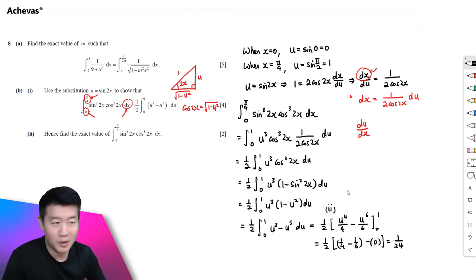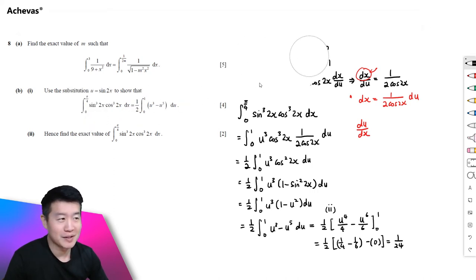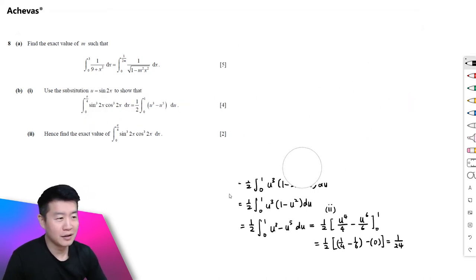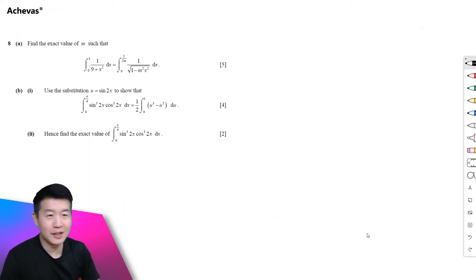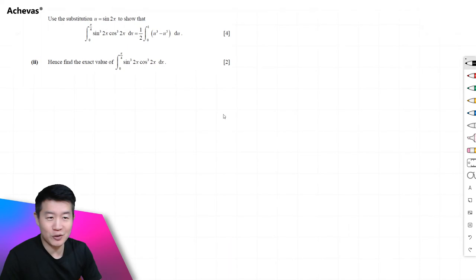I'm curious how your 2020 prelim papers are going to be like. I've definitely not seen any because you guys are writing your solution on the script and submitting it.